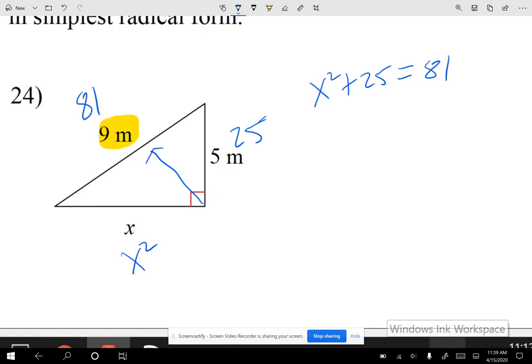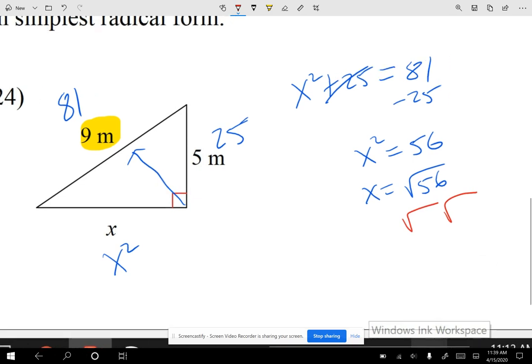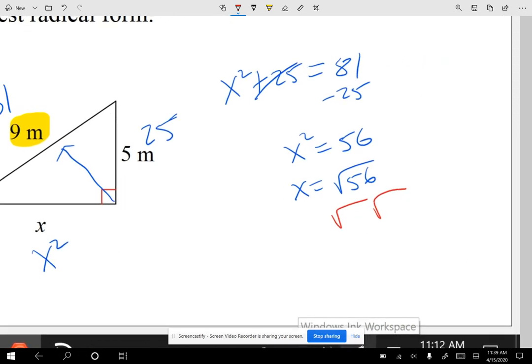Now, let me subtract 25 on each side. 81 minus 25 is 56. So I have x squared equals 56. That means that x must be the square root of 56. All right, simplify your radical. Make sure 56, you start thinking two numbers that multiplied equals 56. Make sure one of them is a perfect square root. I know when we think of 56, we try to go 8 times 7. But neither 8 nor the 7 is a perfect square. So don't go 8 times 7.